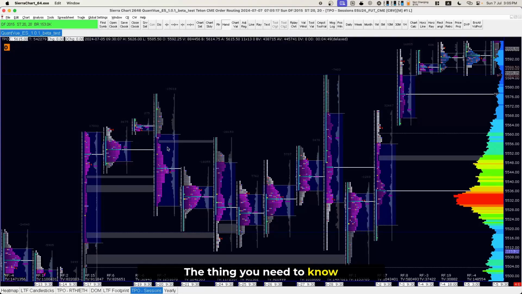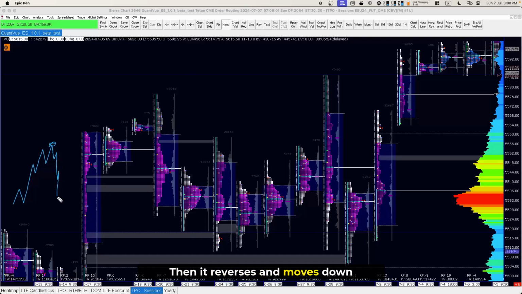The thing you need to know overall about the auction framework is that the market begins, moves directionally, and advertises for an opposite response to shut off this directional move. Basically, the market moves higher until there are no more buyers, then it reverses and moves down until there are no more sellers. The end of an up action is the beginning of a down action.